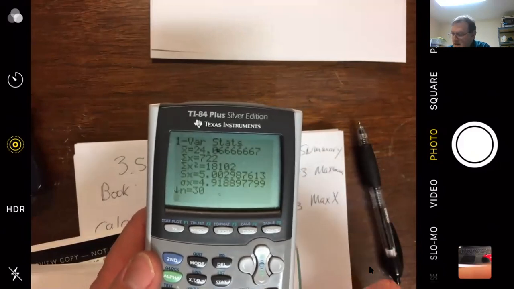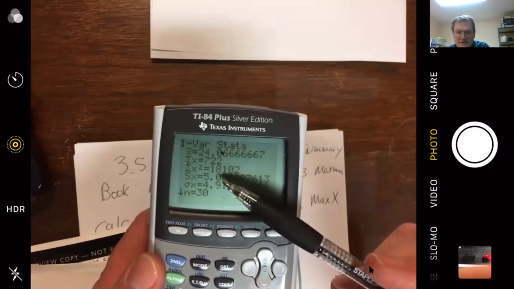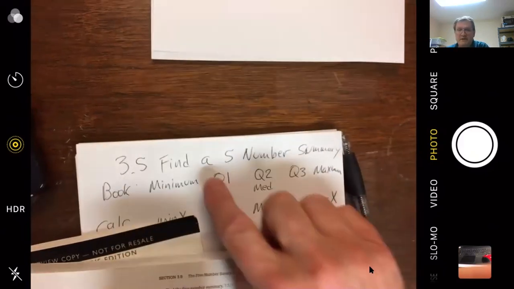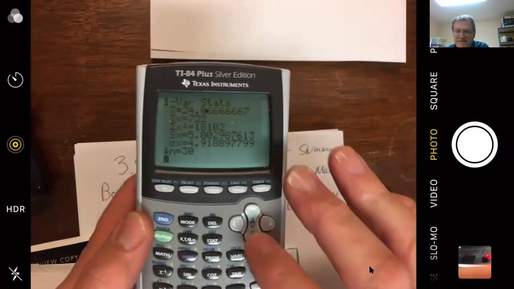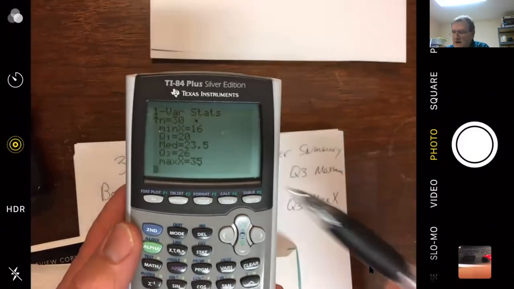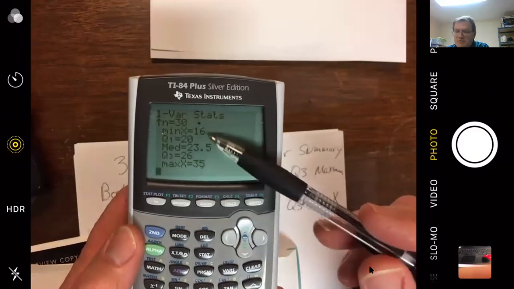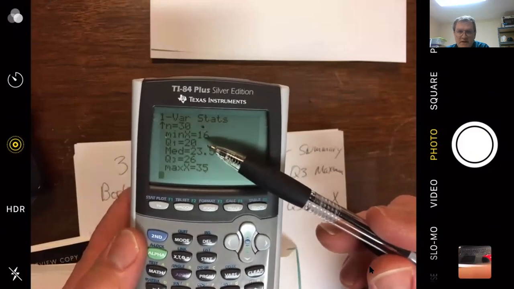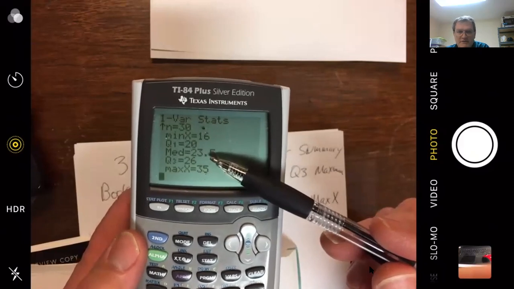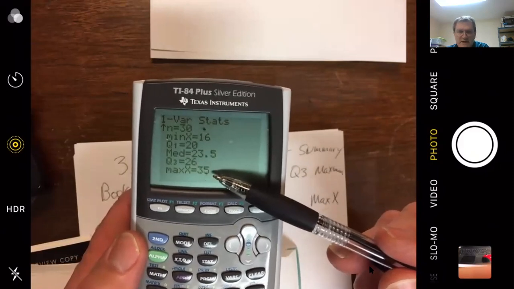Okay, here you are. First page gives you mean and both standard deviations, which they don't ask for in this problem. We want our 5-number summary. So the TI-84 is set up, if you keep hitting down, to give it to you in order, just vertically. So your smallest, you got a 16-year-old mother in this data. Q1's 20, median's 23.5. Third quartile's 26, and the oldest mother in this data was 35.